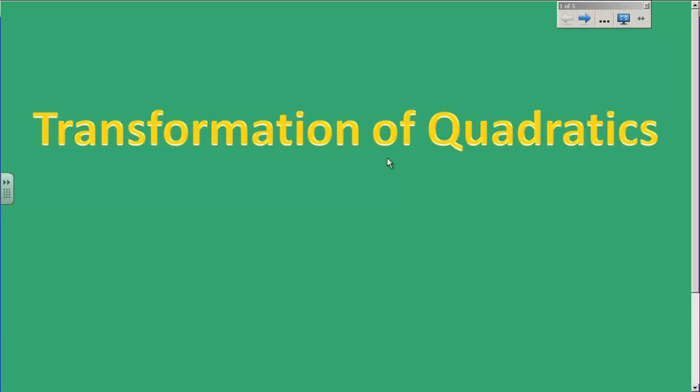So, transformations of quadratics. This is one of my favorite parts about quadratics, getting to see the different things that happen. Before you start, there's a copy of these notes on Edline if you want to go get them, if you're one of those people who likes to have the graph so that everything can be neatly placed on a graph and not just sketched.